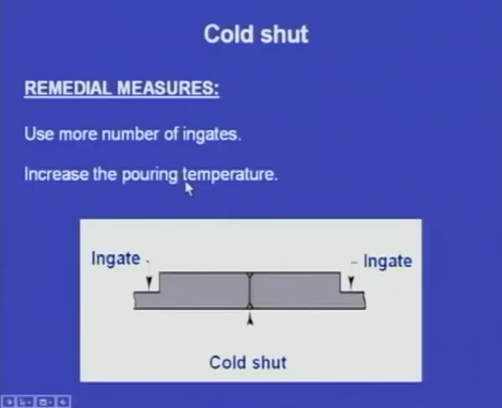And what are the remedial measures to be taken? Use more number of ingates. Next one, increase the pouring temperature. That is how we can prevent this cold shut.